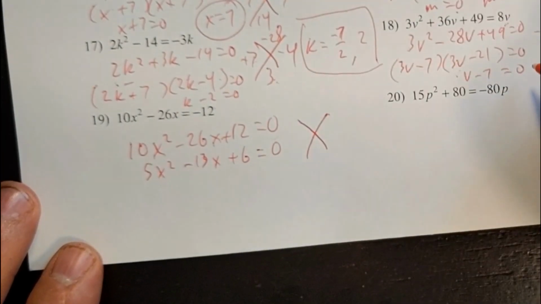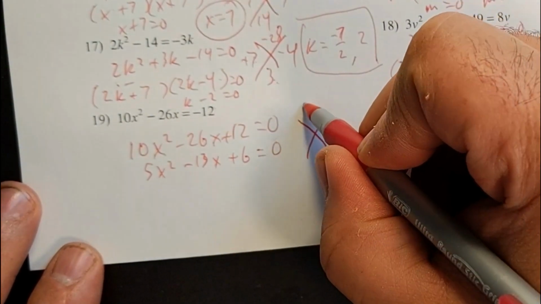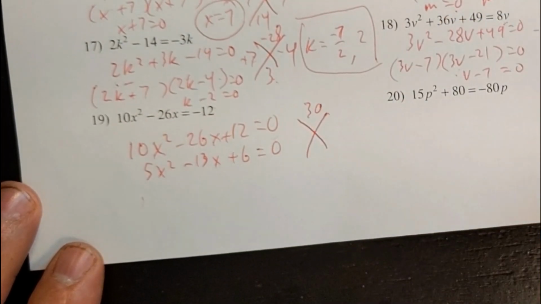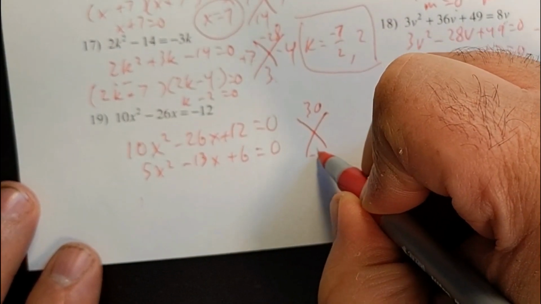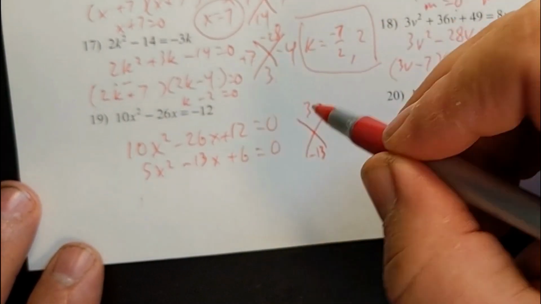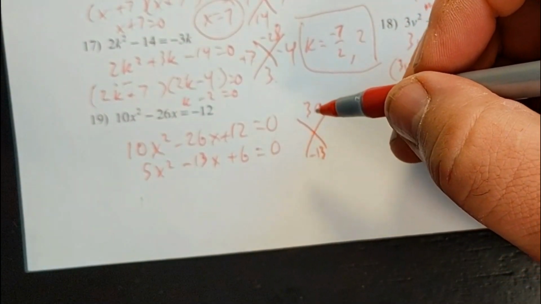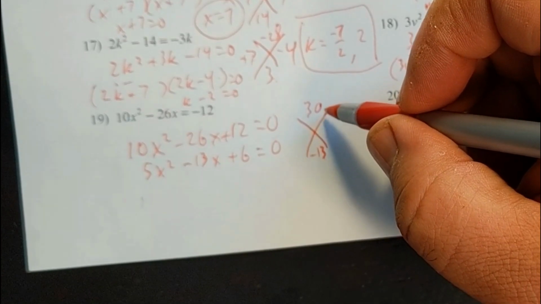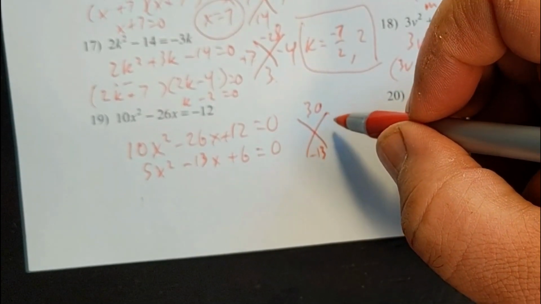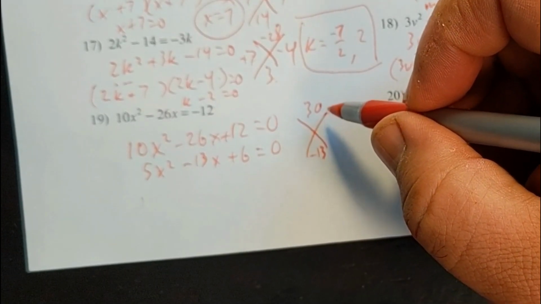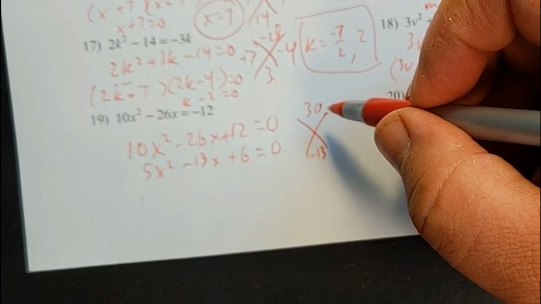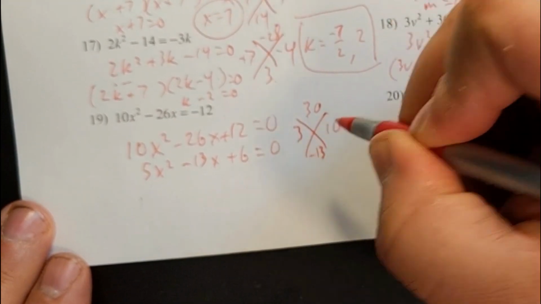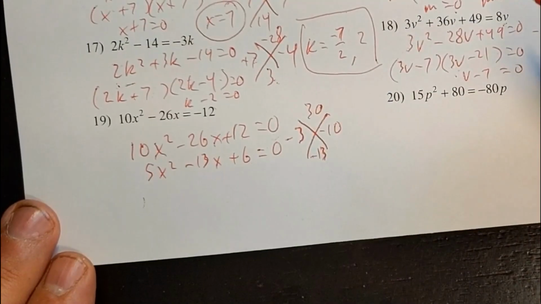Now we set up our x. 5 and 6 is 30. It was positive 5 and positive 6, so it's positive 30 when you multiply them. Negative 13, the b value comes down to the bottom. Factors of 30 could be 1 times 30, which would be 31. It could be 2 times 15, which would be 17. It can be 3 times 10, which would be 13, and that's the one we want. So 3 and 10, so negative 3, negative 10.